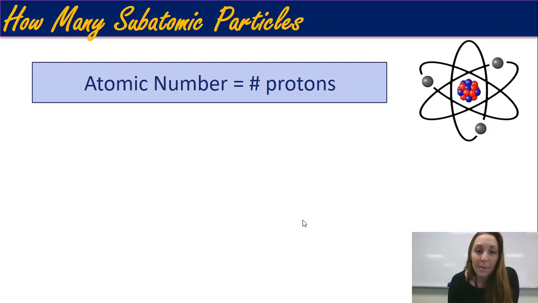The first type of subatomic particle that I want to emphasize, and we've talked about this before, is the proton. The atomic number is the number of protons, and you can find that on your periodic table. Your periodic table is in order of atomic number. Hydrogen is atomic number 1, so hydrogen atoms all have 1 proton. Whatever that 1, 2, 3, 4 number is, that's how many protons. And protons are in the nucleus, and they have a positive charge.